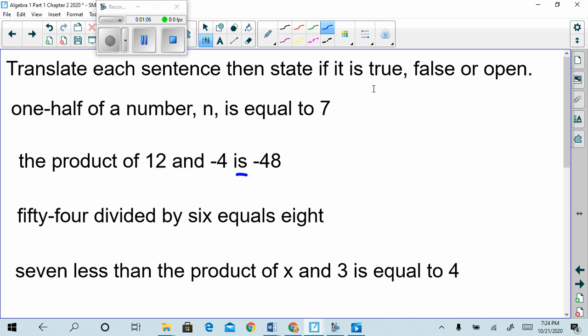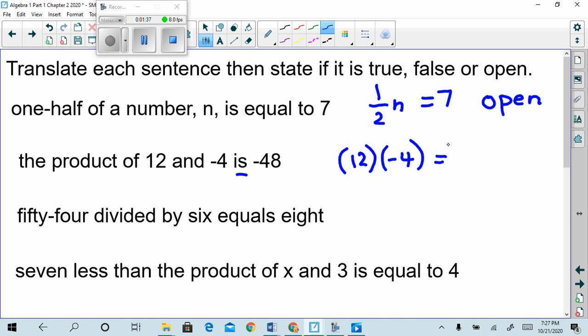1/2 of a number n, that's 1/2 times n, is equal to 7. As soon as I saw that number and I used the variable n, I know that this is an open sentence. On to our next one. The product of 12 and -4 tells me I'm multiplying. The product of 12 and -4 is -48. If I simplify the left, I see that this is a true sentence.